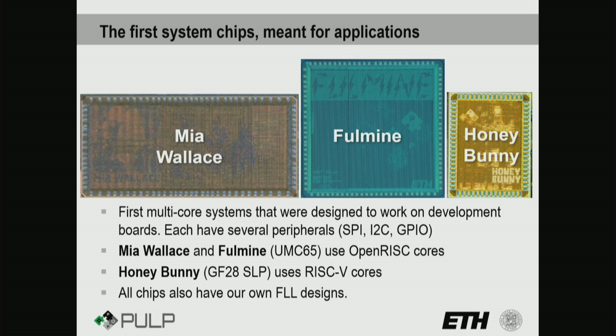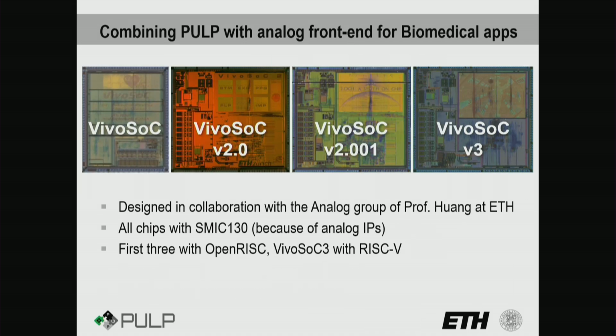These contained more peripherals, such as SPI, I2C, GPIOs, etc. So Mia Wallace and Fulmine that you see there, they still used OpenRISC cores. They were taped out in UMC's 65 nanometer technology. And then with Honey Bunny, we moved more towards the smaller technology sizes. So this was done in GlobalFoundries 28 nanometer. And this was the one that used the first RISC-V core. And all of those chips have our own custom FLLs in there, so we can actually run them at speed.